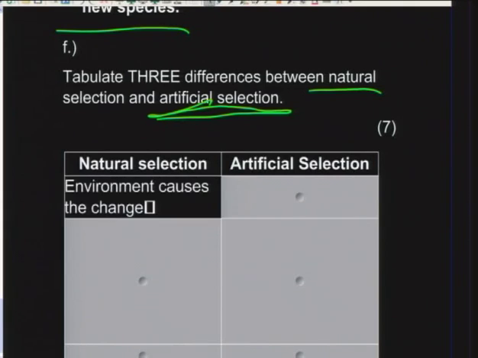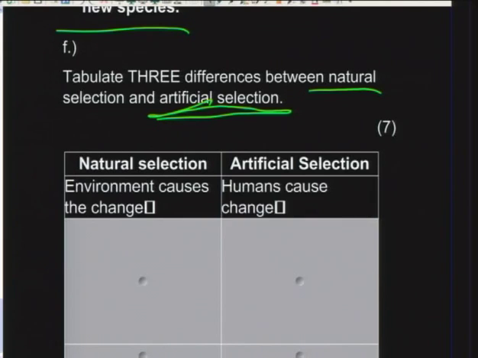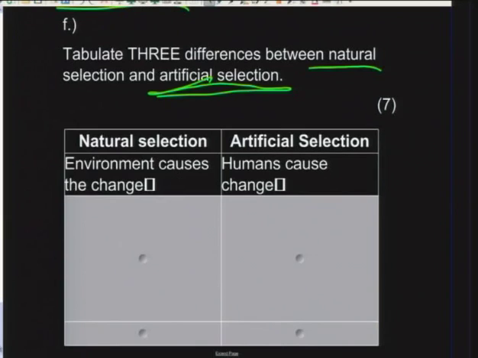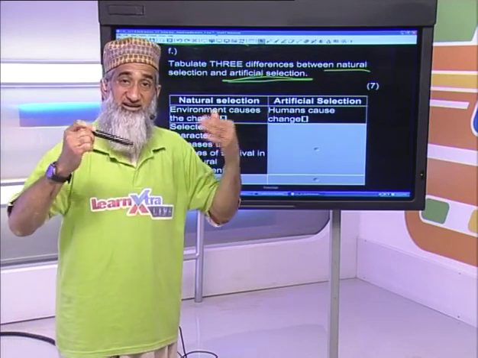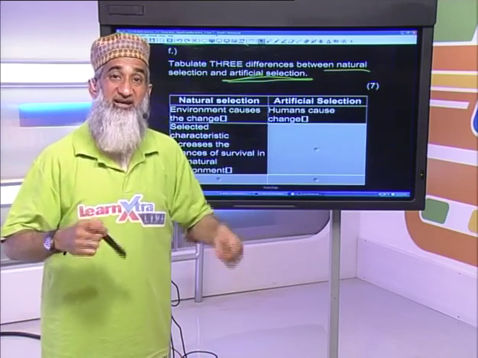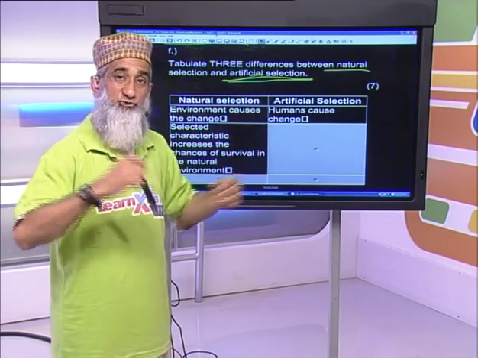First one, environment causes the change in natural selection, whereas in artificial selection, the humans cause that. Because it is artificial, we can say that. Secondly, selected characteristic increases the chances of survival of that organism. Because that organism, nature selected it according to its suitability. Therefore, it has advantages over others.